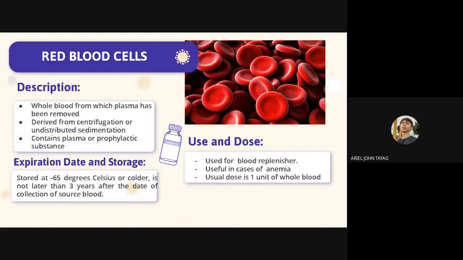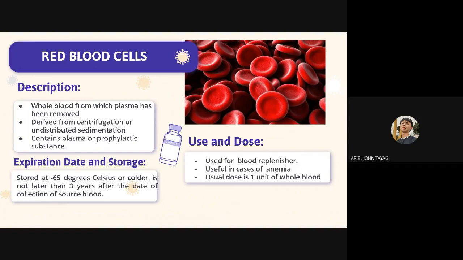So we have the red blood cells. Red blood cells is whole blood from which plasma has been removed at any time during the dating period of the whole blood from which it is derived, by centrifugation or undisturbed sedimentation. Centrifugation is used to separate the components of blood like red blood cells, platelets, and plasma from each other. The result is that the particles with different densities precipitate in layers.